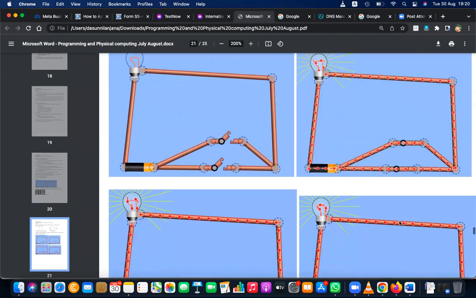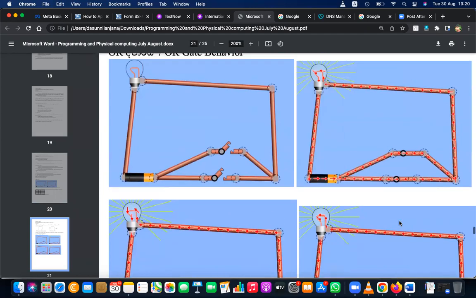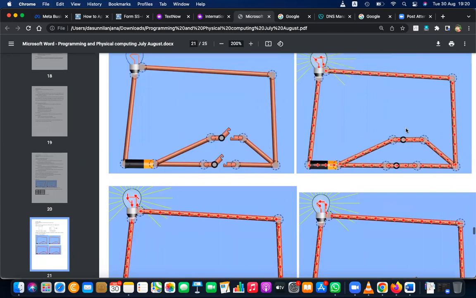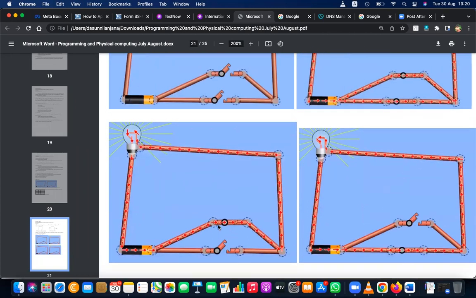Similarly, if you are connecting switches in parallel, you can turn off the bulb only by turning off both switches. That is, if you are connecting this in parallel, in all other occurrences, if both are working it will work, if one is working it will work, if this one is working it will work.